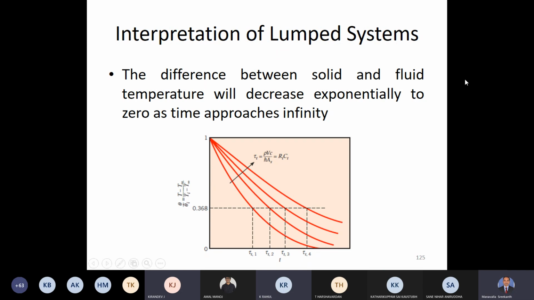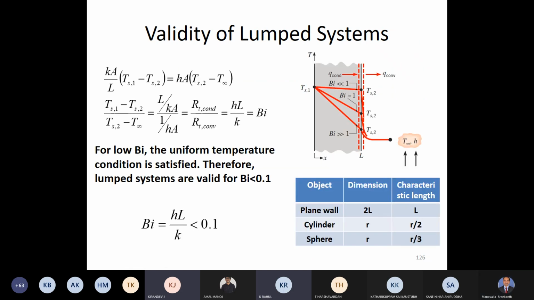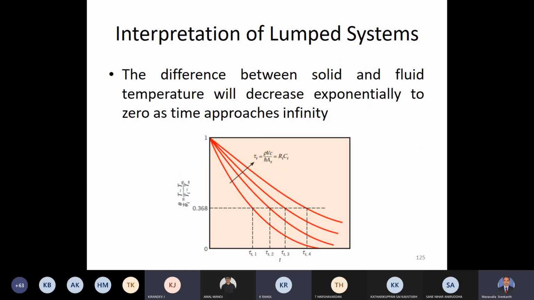The difference between the solid and the fluid temperatures will decrease exponentially to 0 as the time approaches infinity. You can see here on the x-axis you have time, and on the y-axis you have this non-dimensional temperature. As the time increases, the temperature of the lump system is approaching the temperature of the medium. We'll continue this in the next class so that you will understand this. I'd like to stop.